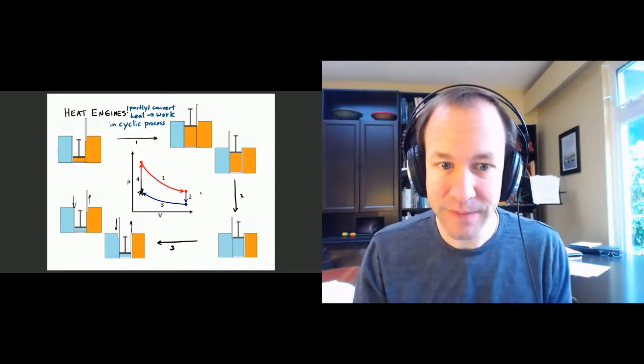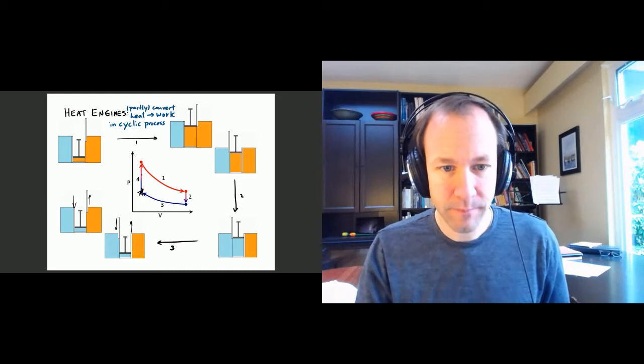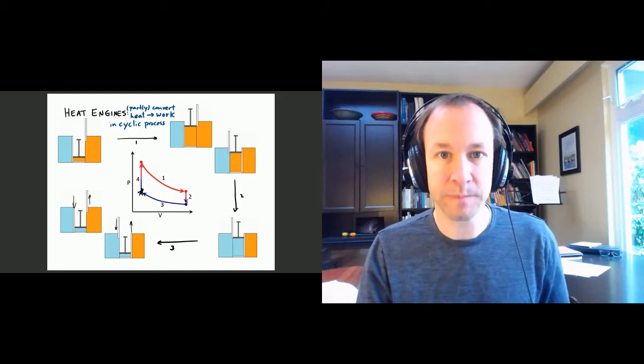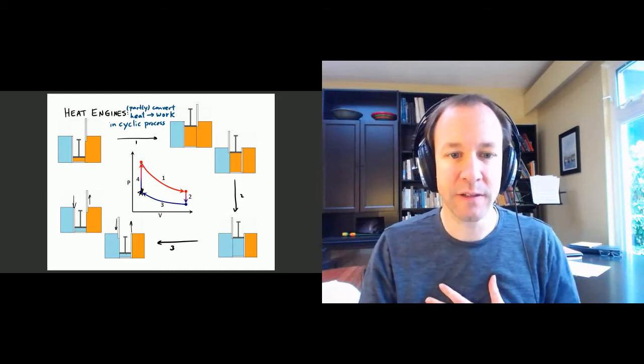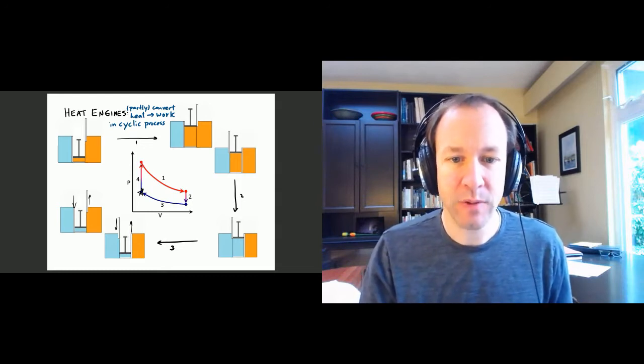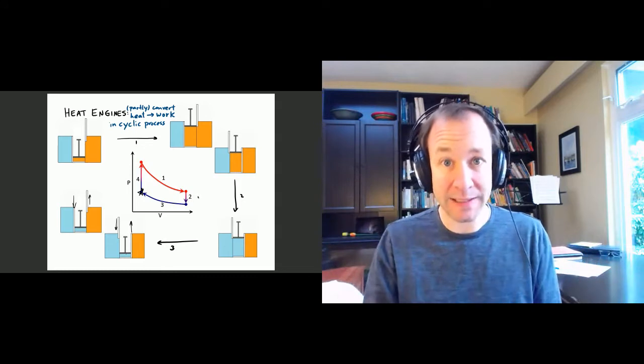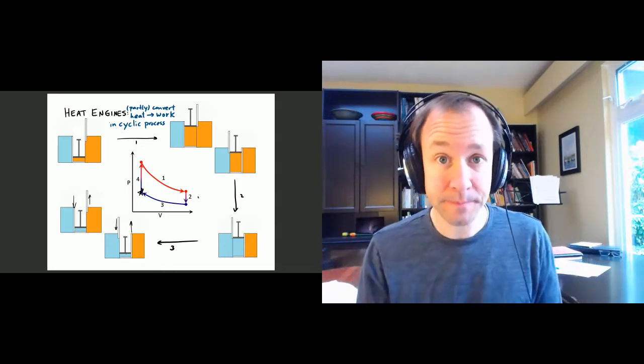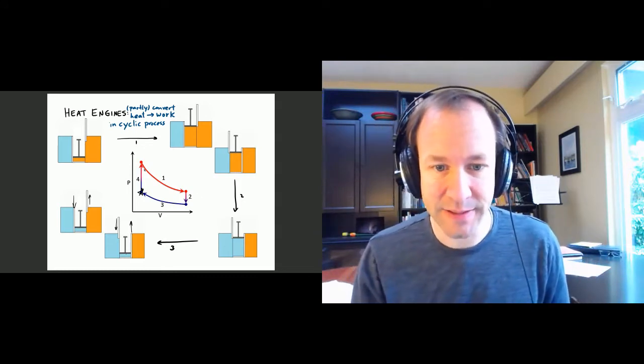And it's easy to see from the graph because in number 4 and number 2, the volume is not changing. And so there's no work being done. Number 1, the volume is expanding. So there's positive work being done. That work is the area under this curve.